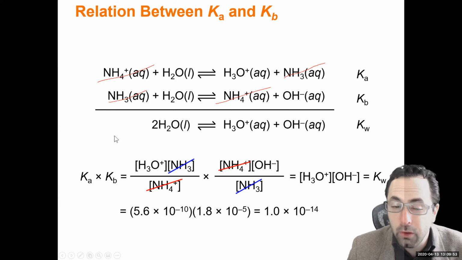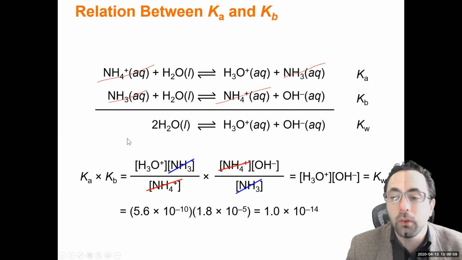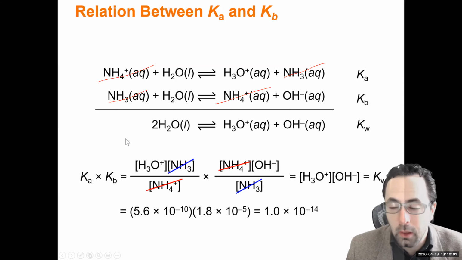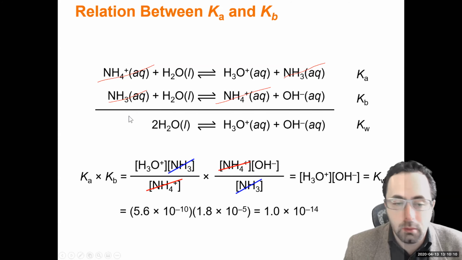So again, in your appendix, Kbs for neutral bases are given. Kas for neutral acids are given. But Kas and Kbs for ions are not given, such as ammonium ion. You have to figure them out from another K.